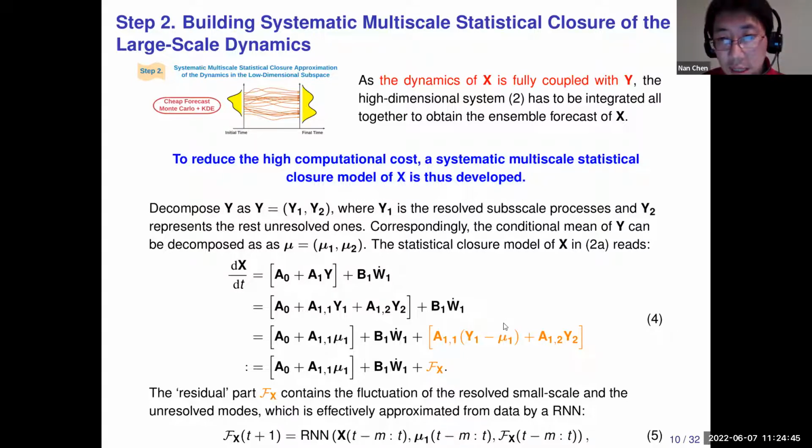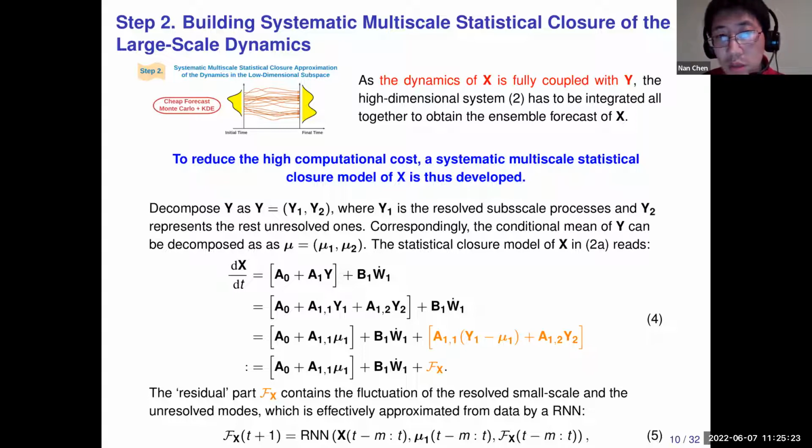Of course, the details here will be very complicated. So that's why we here propose to use a recurrent neural network to approximate this fx. And basically, since the equation here depends on x itself and mu1, which is a conditional mean of y1, we treat x, mu1, and fx itself as an input to predict the next step of fx. And by doing so, we can use a neural network to build this closure. And remember here, we do not touch y2 or the residual part of y1.